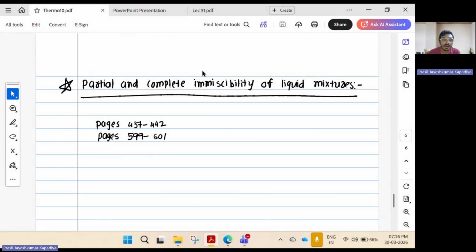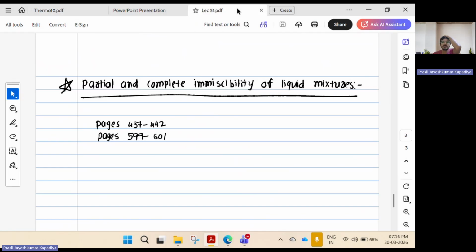Then we had a look at partially and completely immiscible liquid mixtures. We had the VLL diagram for two cases where we have two liquid phases in equilibrium, homogeneous or heterogeneous, then liquid, vapor, and pure vapor phase. When two phases are completely immiscible, we only see LV, L1V, L2V, and the L1 plus L2 and V phases present.